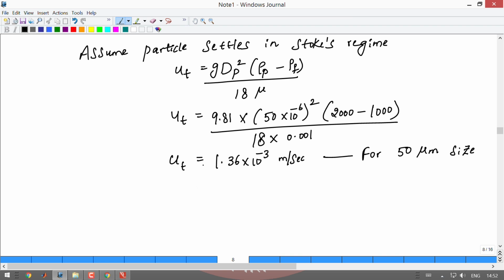Since we assumed that the particle settles in the Stokes regime, the Reynolds number of the particle should be less than 2. So, we will check if the Reynolds number of the particle is less than 2 to make sure that our assumption is correct.